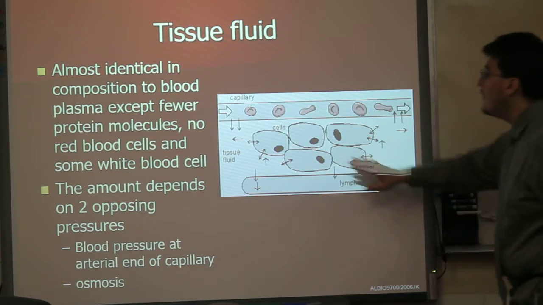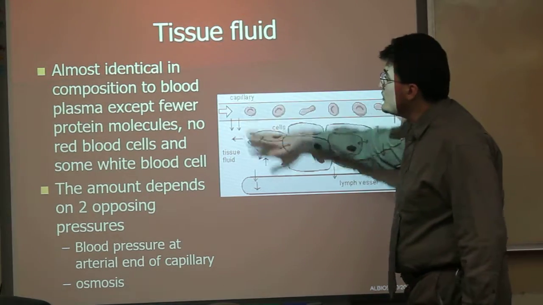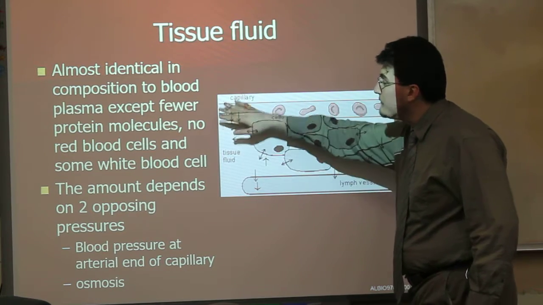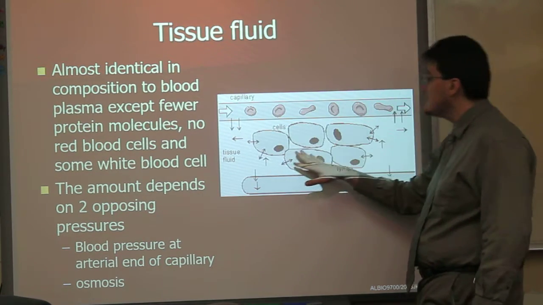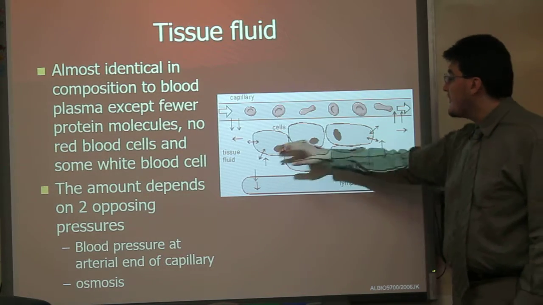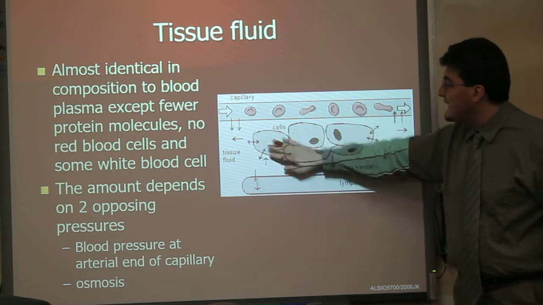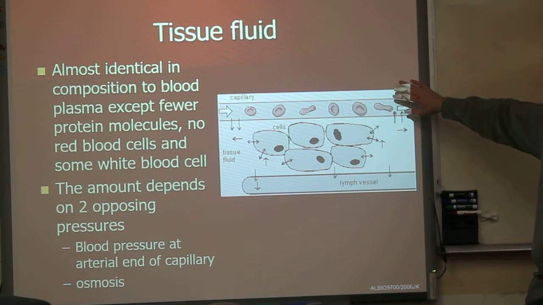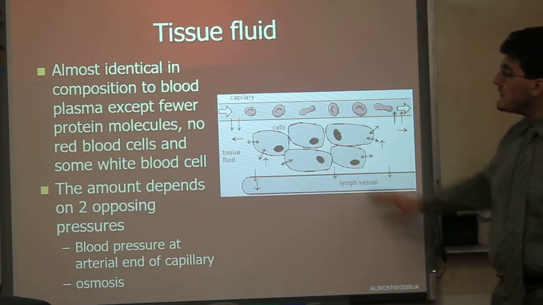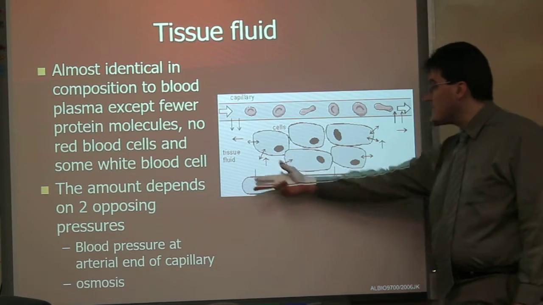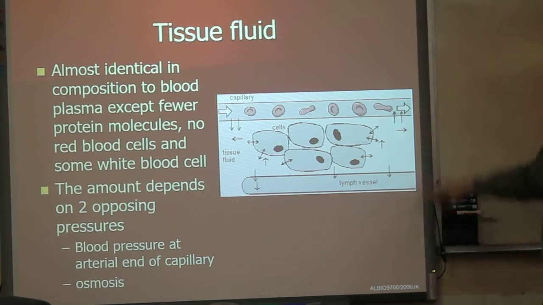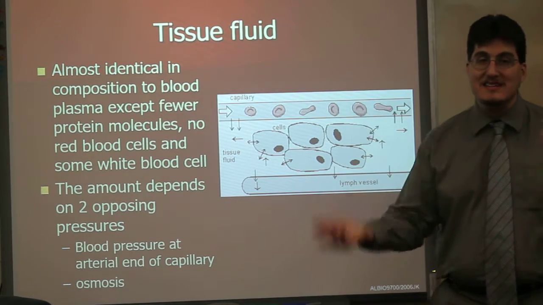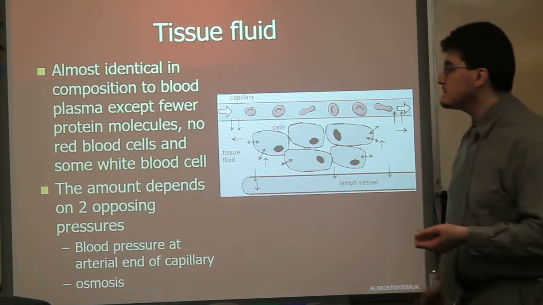All right? So we have the tissue fluid, the arterial pressure forcing plasma out of the capillary into the tissue fluid space. And we have osmosis drawing tissue fluid into the lymphatic vessel and back into the venule end. So those are the two opposed forces, blood pressure and osmosis. Those are the two opposing forces that are balancing tissue fluid. That's the scales being balanced here.